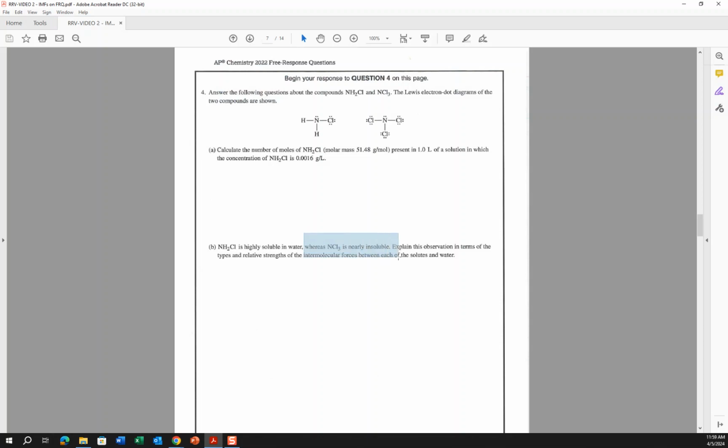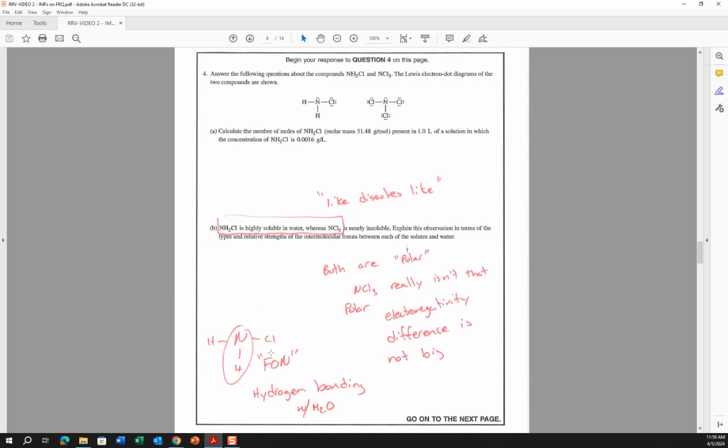And notice again, this is asking about solubility. Why is this one highly water soluble and this one nearly insoluble? Well, nearly insoluble in water would mean it's kind of non-polar. And even though it's asymmetrical and it will have a dipole moment, meaning it is polar, it's not going to be a very big one, and so it's not going to be as water soluble. Okay. So again, like dissolves like, and again, you don't want to use FON. That's just for us. But remember, NCl3 is not very polar, and it would have weak dipole-dipole interactions and London dispersion, whereas this has strong dipole-dipole interactions, hydrogen bonding, in fact, and London dispersion, and so that's why it's going to be more water soluble.